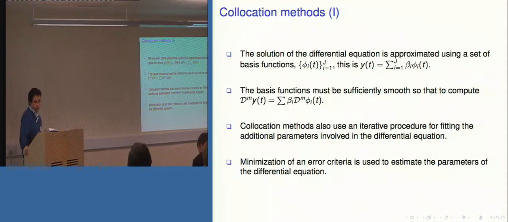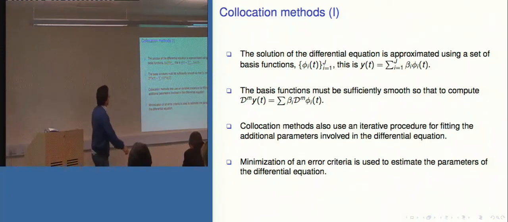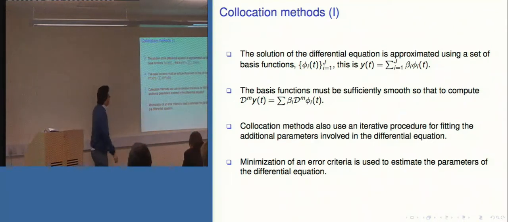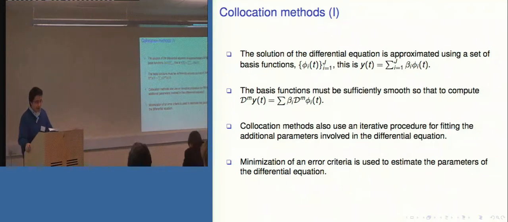The other thing you can do is use collocation methods. So you assume that your output function could be written as a linear combination of basis functions that we have here. The important thing there is that the basis functions must be sufficiently smooth so you can get derivatives over those things. So you also use an iterative process for fitting the additional parameters involved in the differential equation.